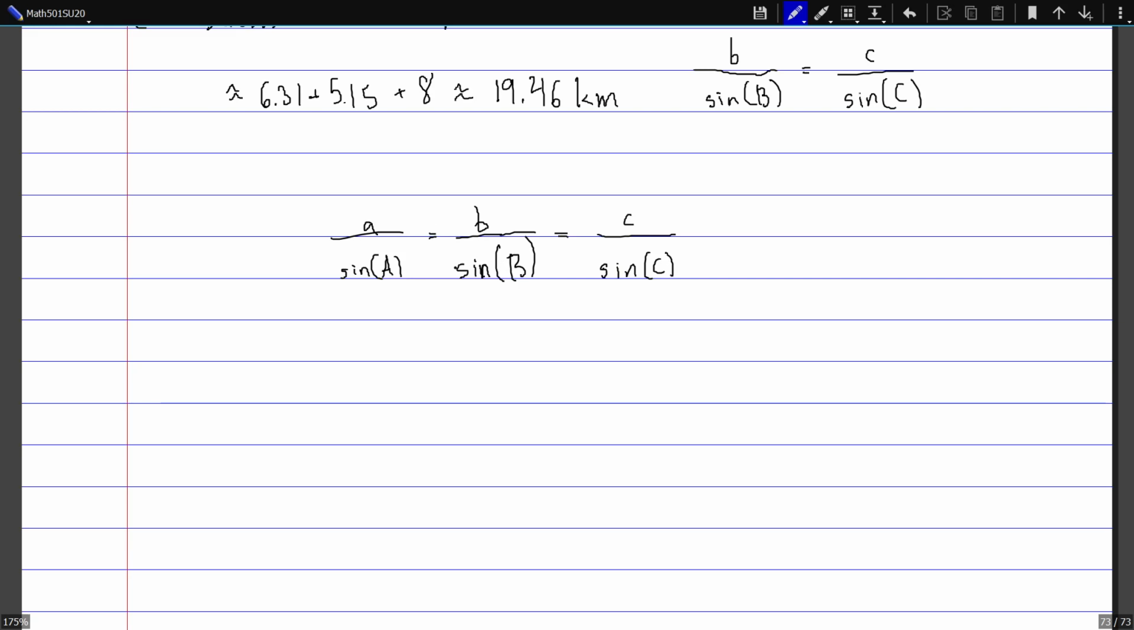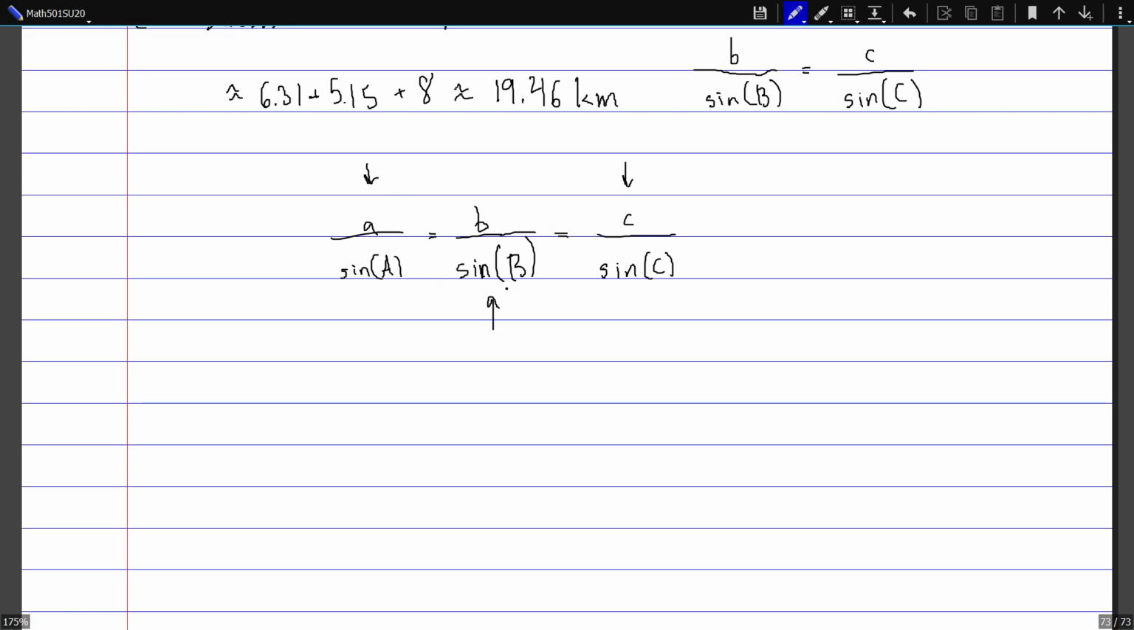But the same thing is true if we know 2 sides and their included angle. That would be saying that you know a and c and the angle between them, which is B. In this case, you run into the same problem. I don't have a single complete ratio in order to set up a proportion.